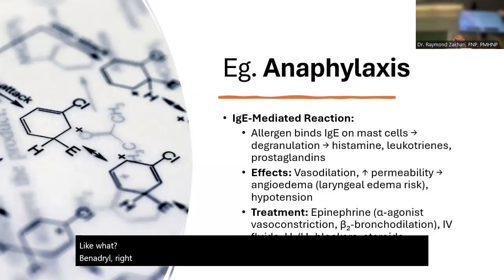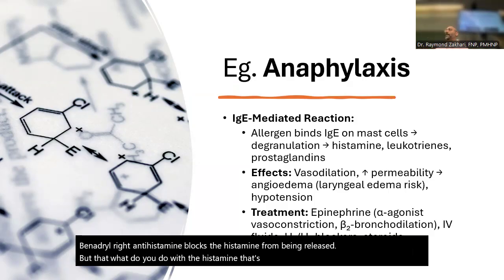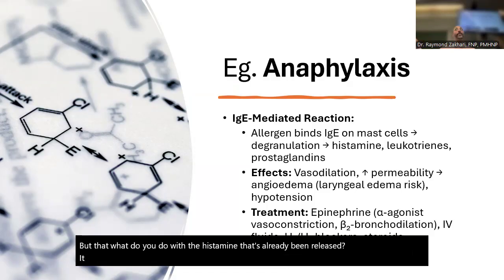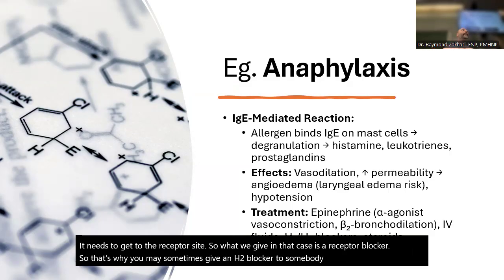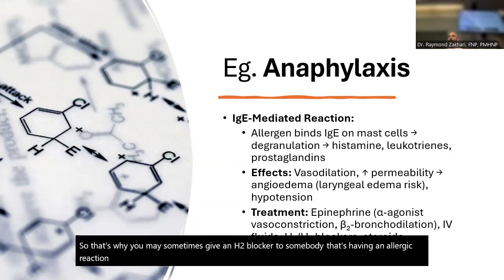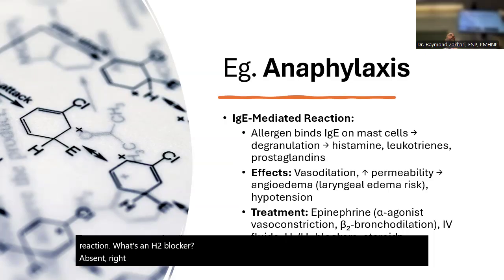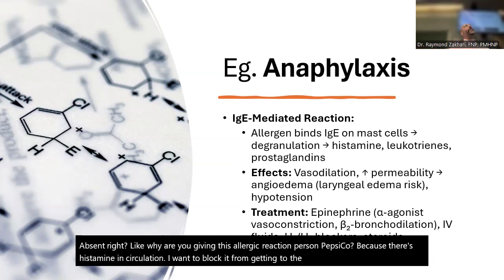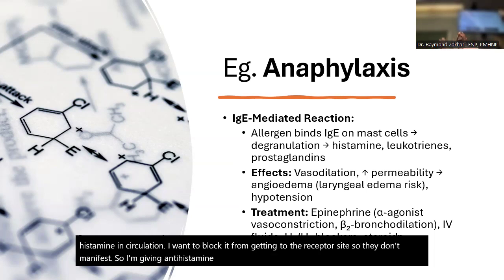Antihistamine blocks the histamine from being released. But what do you do with the histamine that's already been released? It needs to get to the receptor site. So what we give in that case is a receptor blocker. So that's why you may sometimes give an H2 blocker to somebody that's having an allergic reaction. What's an H2 blocker? Famotidine, Pepcid, right? Why are you giving this allergic reaction person Pepcid? Because there's histamine in circulation. I want to block it from getting to the receptor site so they don't manifest. So I'm giving antihistamine to keep the histamine from being released, and I'm giving an H2 blocker to block whatever's already in circulation.